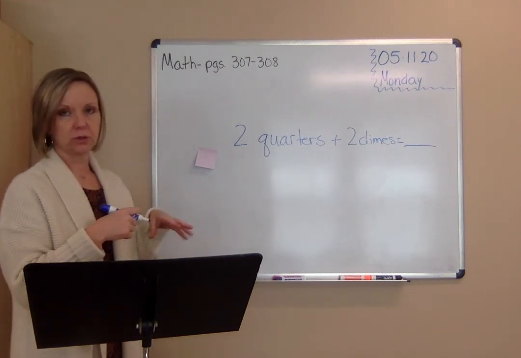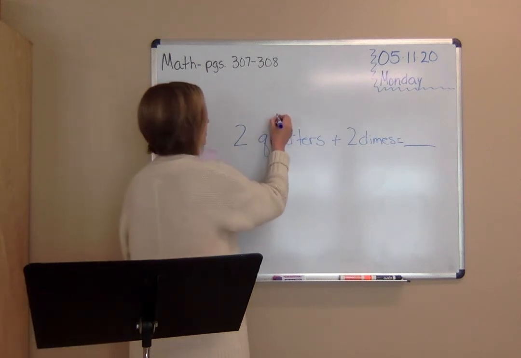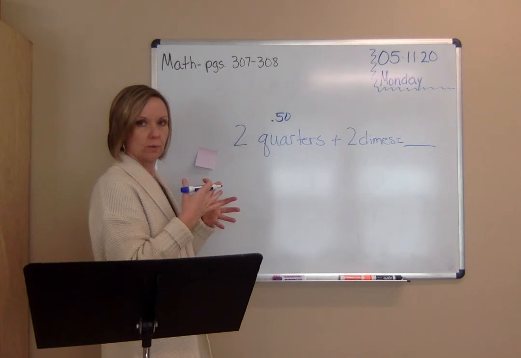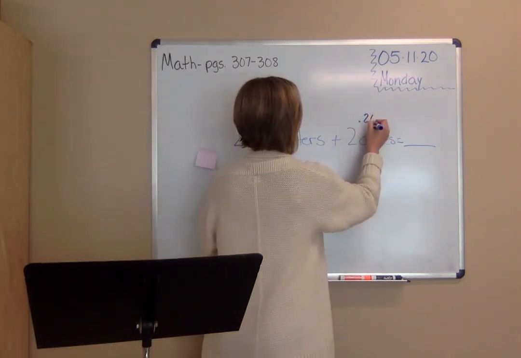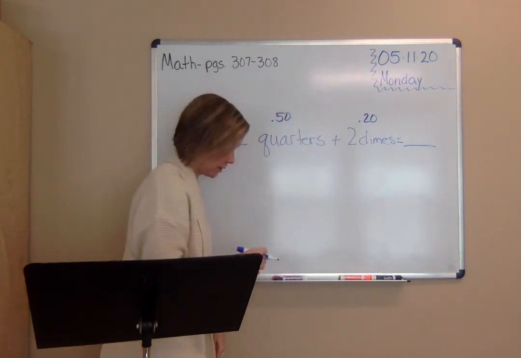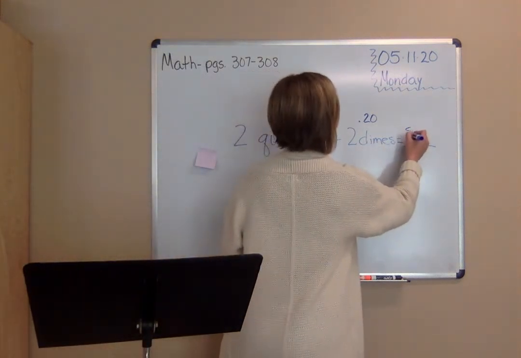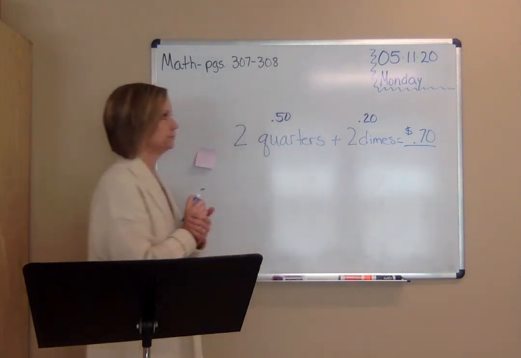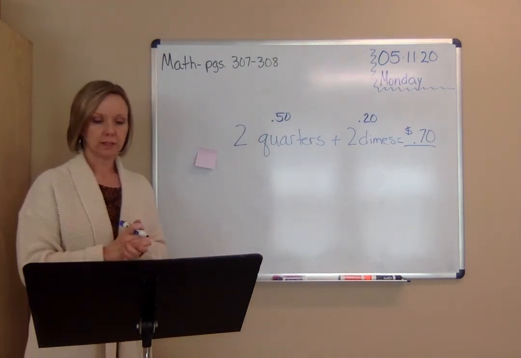So 2 quarters, how much did a drink used to cost? 50 cents. So 50. How much does 2 dimes equal? 10, 20 cents. So 50 cents plus 20 cents equals what? 70 cents. And there you go. That's a good way to solve those.